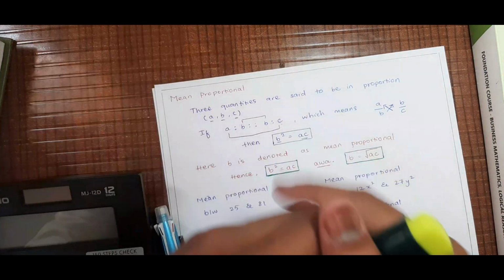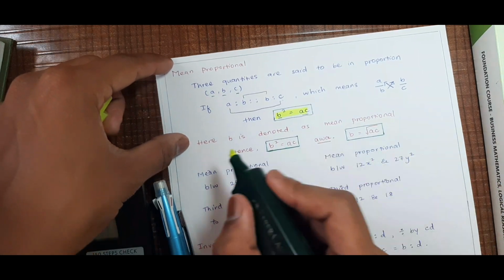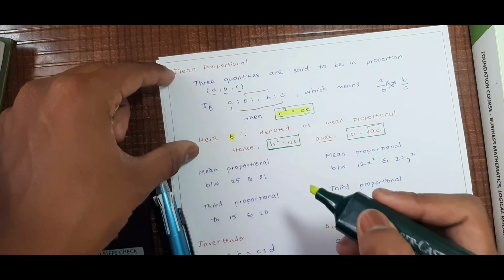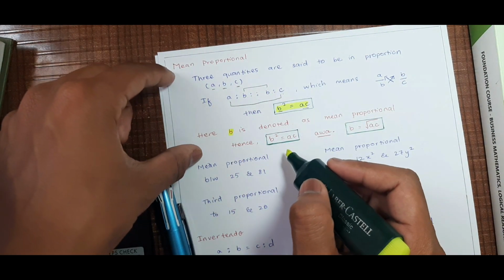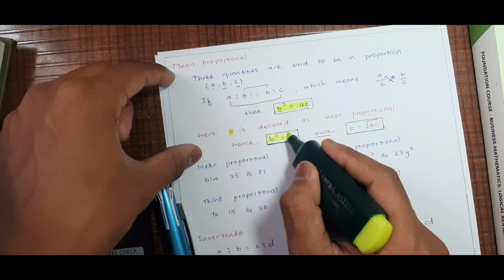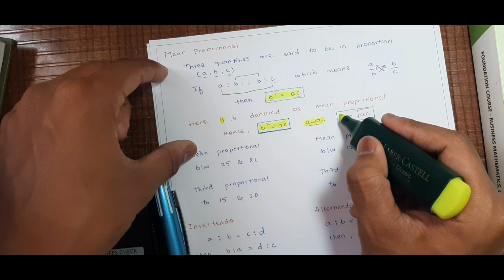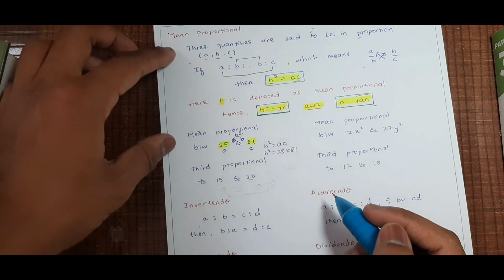So B square equals AC is the standard formula for mean proportion. Here B is denoted as the mean proportional, because the middle terms are called means. Hence B square equals AC. It can also be written as B equals root of AC. Now let's solve some examples on mean proportion.